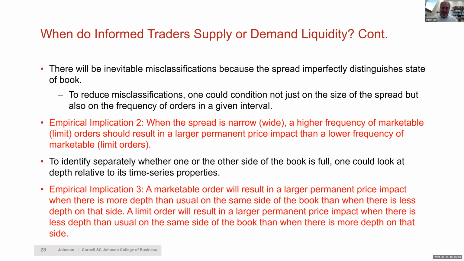Because we know that if informed traders also use marketable orders, then the arrival frequency will be higher. So when the spread is narrow, a higher frequency of marketable orders should result in a larger permanent price impact than a lower frequency of marketable orders, which may indicate that the book is actually not full. And similarly, when the spread is wide, a higher frequency of limit orders would result in a larger permanent price impact.